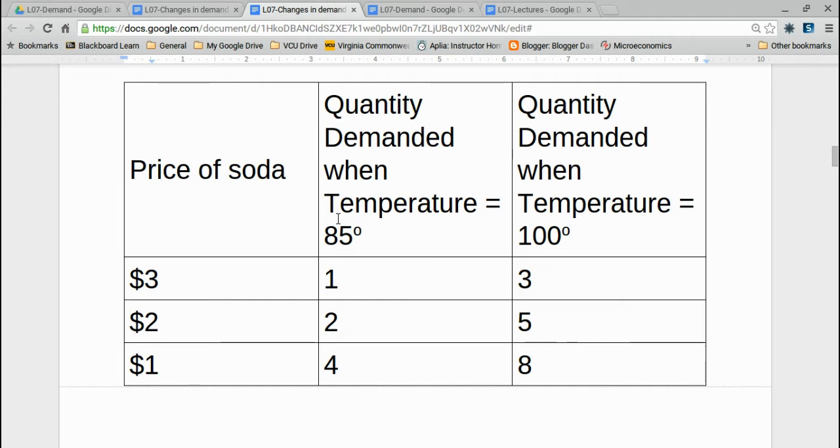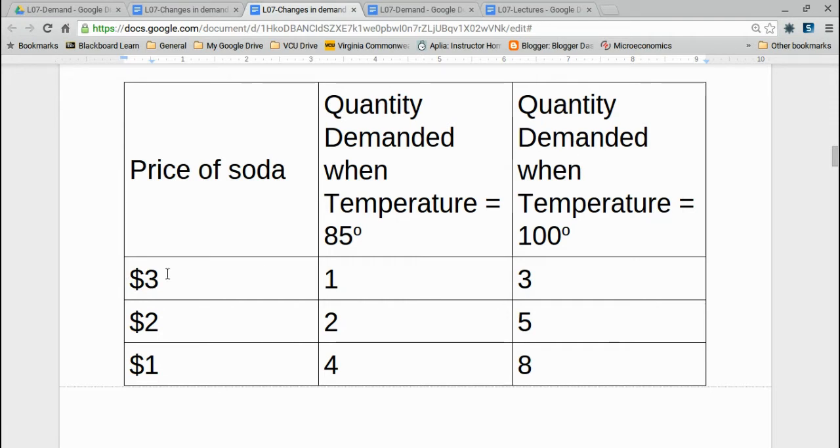Let's do an example. Let's talk about the demand you have for soda when you go visit the beach. When the day's relatively cool and price of soda is high at $3 a can, you may be willing to buy one can. At a lower price, you may be willing to buy two cans. If price goes over $1, you might say, hey, it's pretty cheap, it's hot, it's the beach, I'll buy 4 cans. Now what happens when the temperature rises to 100 and it's really hot?